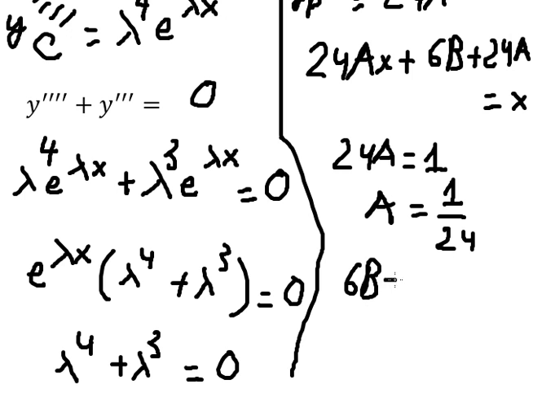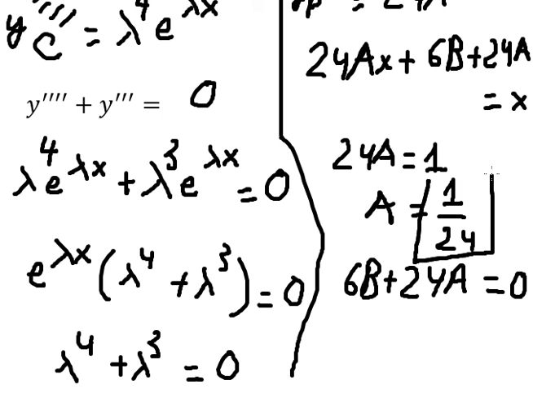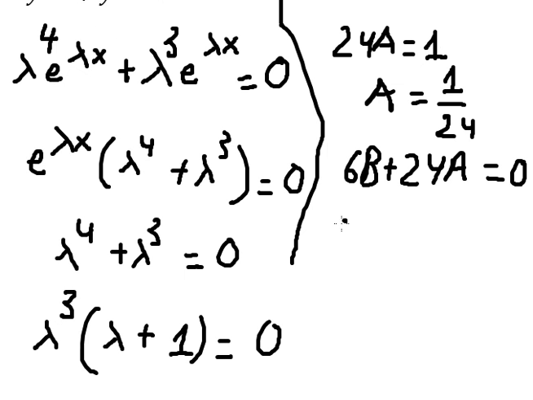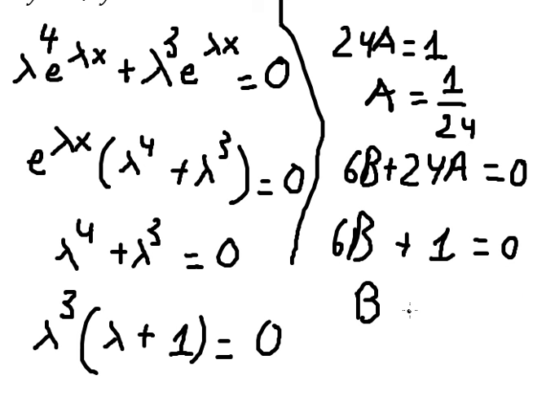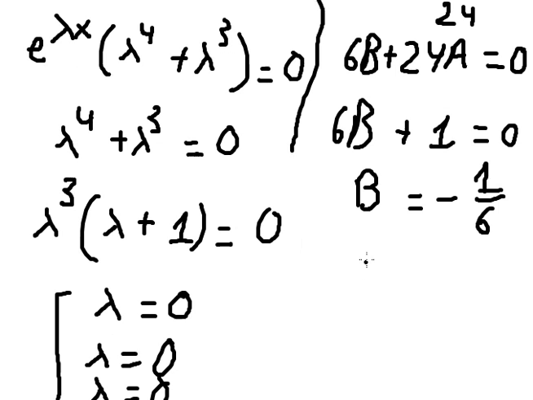6b plus 24a equals 0. But we have 1 over 24. We put this one here, and we have 1. So 1 we put on the right and we divide both sides by 6. And we have negative 1 over 6.